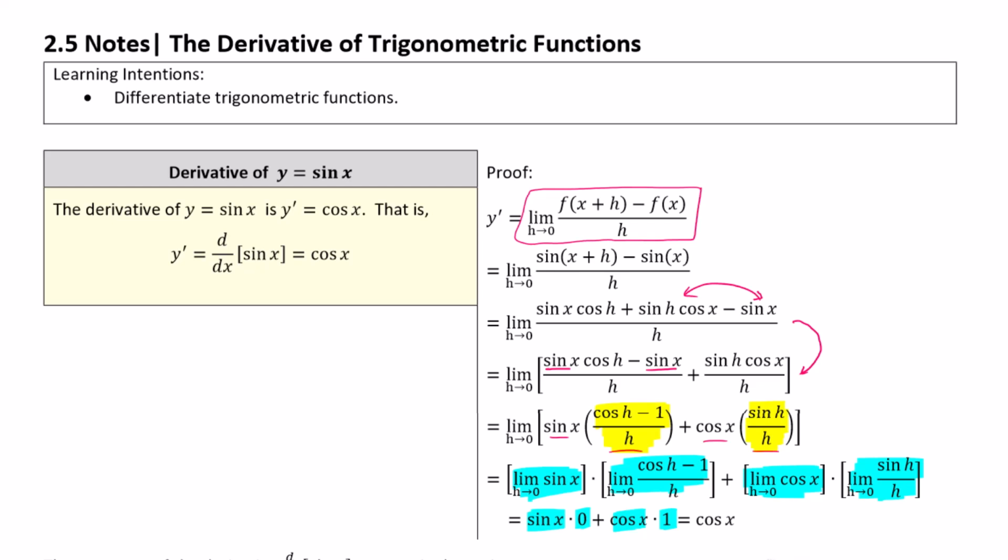So key takeaway here is, at least with this first example, I'm not going to go into as much depth on every other one, I just wanted to show what the process is that would allow us to prove why these derivatives are what they are.